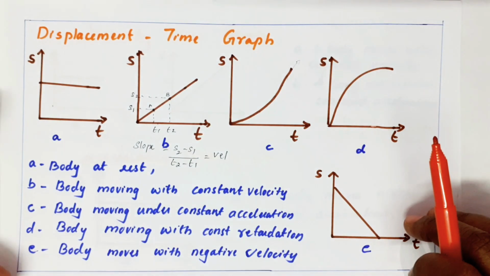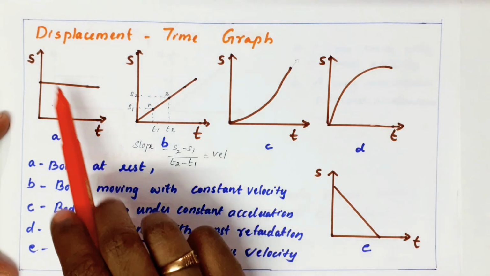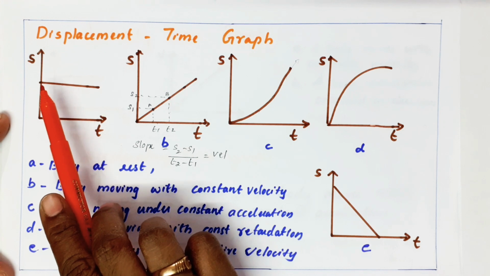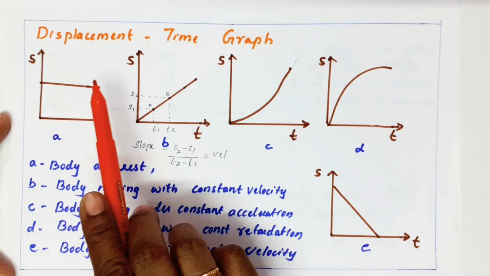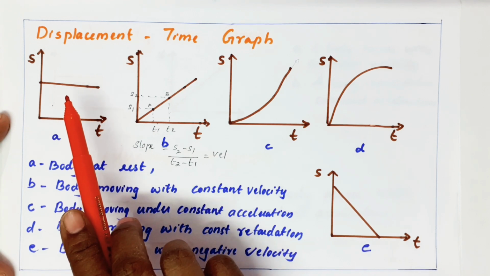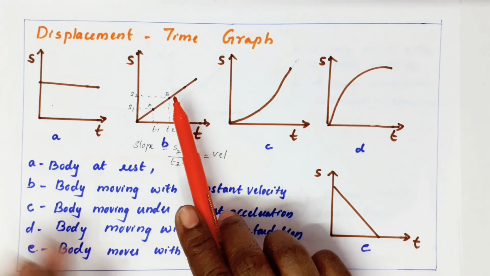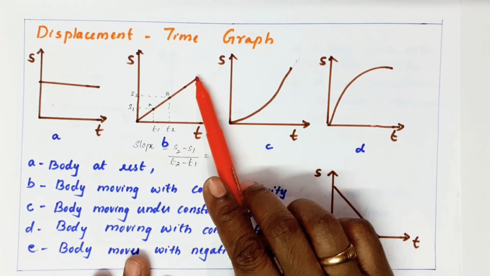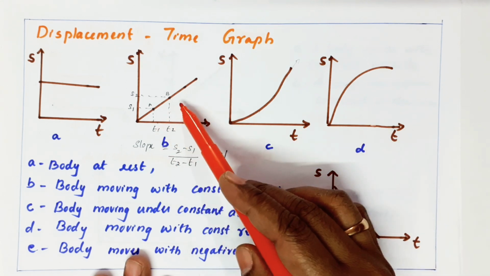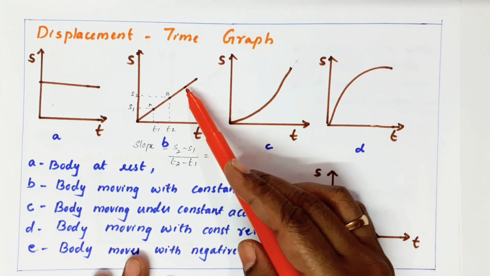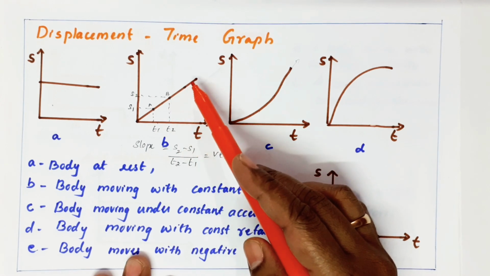Next, I am going to discuss a few graphs of this chapter. This is a displacement time graph, and in this graph you can see that the line which is parallel to the x-axis means that this is the graph for a body which is at rest. But see this graph. In this graph, the line goes like this. It's a straight line. It means that this is the graph for a body moving under uniform velocity.